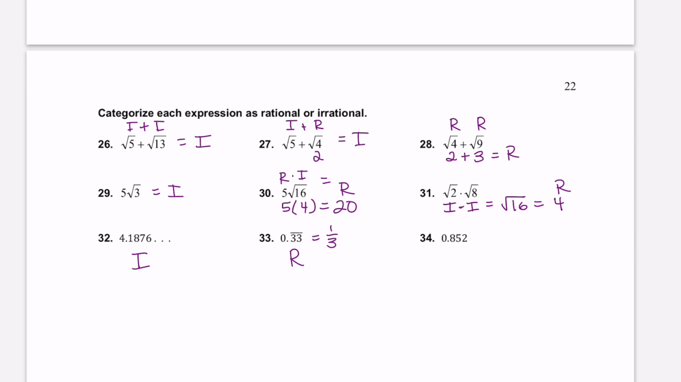Now on 34, we have 0.852. This is the tenths, hundredths, and thousandths place. So this is 852 out of 1,000. That will simplify, but you can write it as a fraction. So this is a rational number.